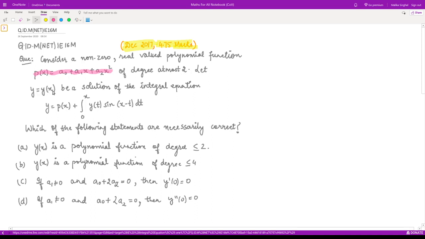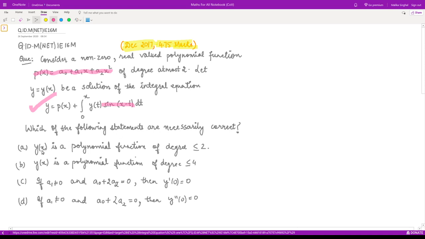Let y equal to y of x be the solution of this integral equation. This is the Volterra equation of the second kind. And here, what is the kernel? Kernel is sine of x minus t. They're asking which of the following statements are necessarily correct.